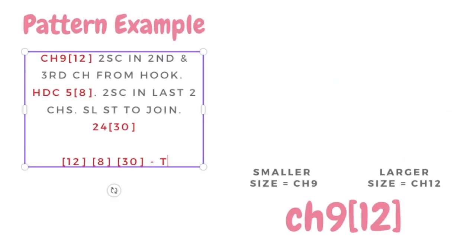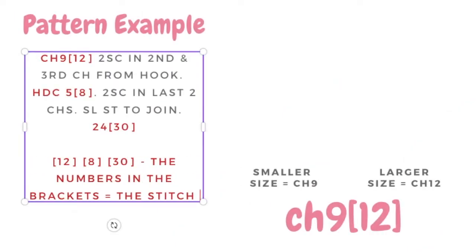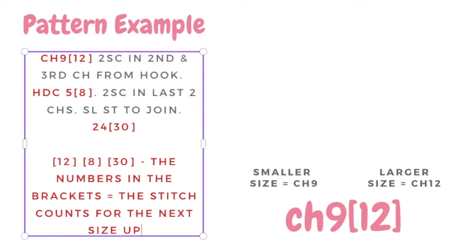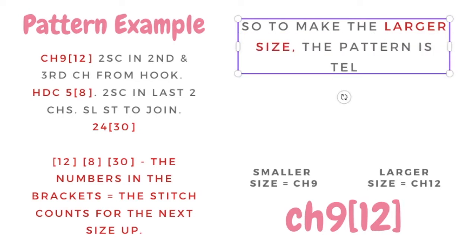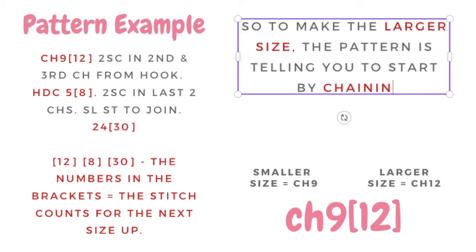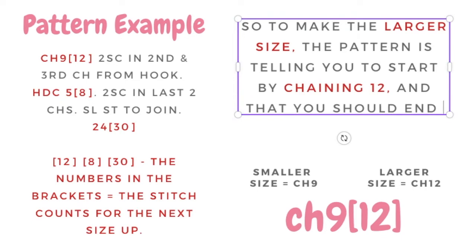The numbers in the brackets are the stitch counts for the next size up. For example, to make the larger size, the pattern is telling you to start by chaining 12, and that you should end the round with 30 stitches total.